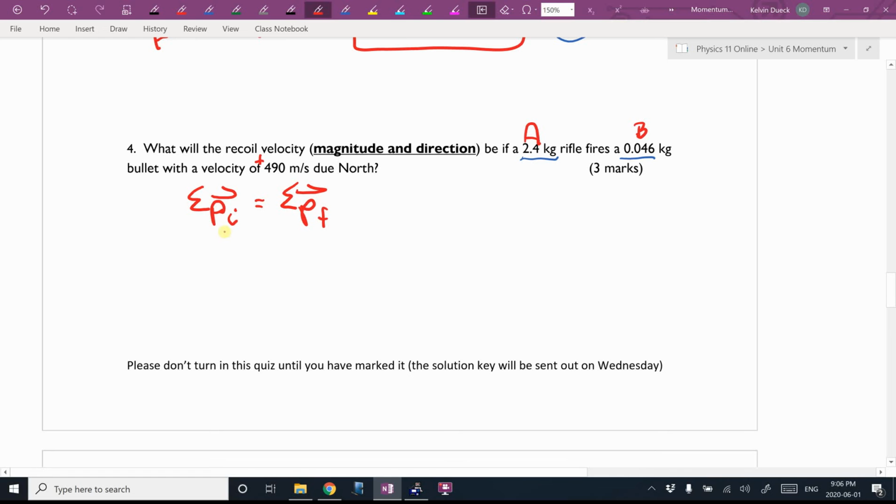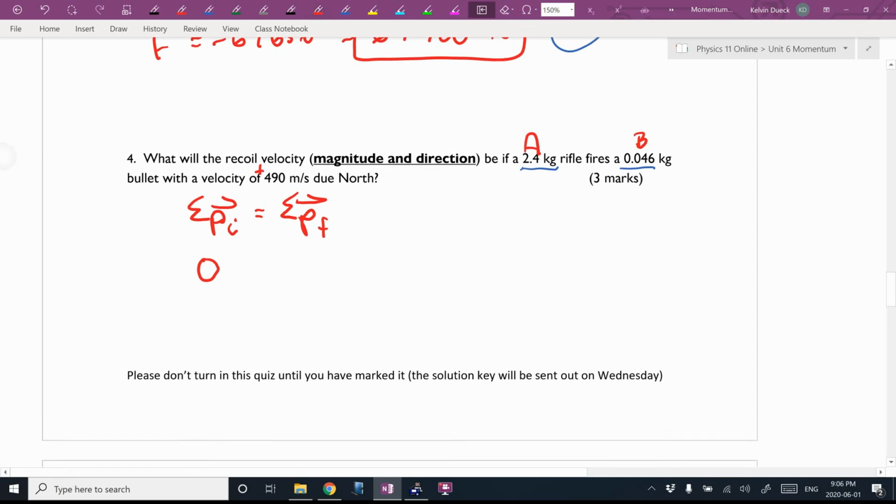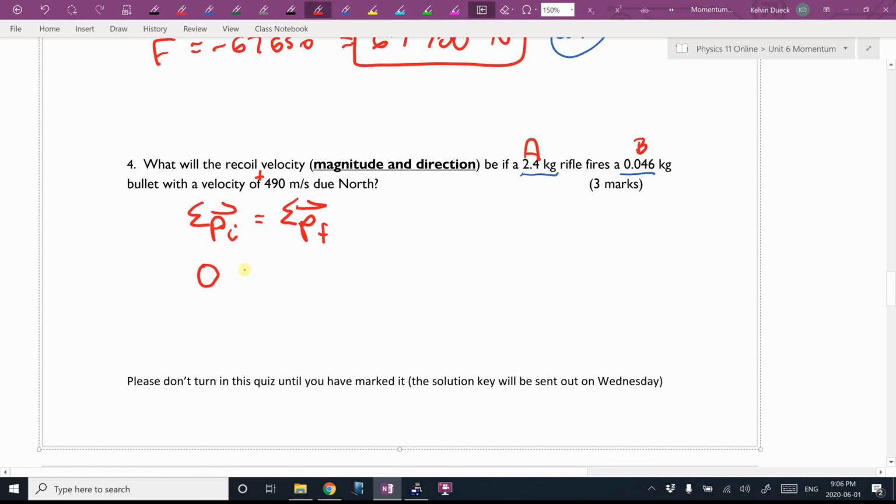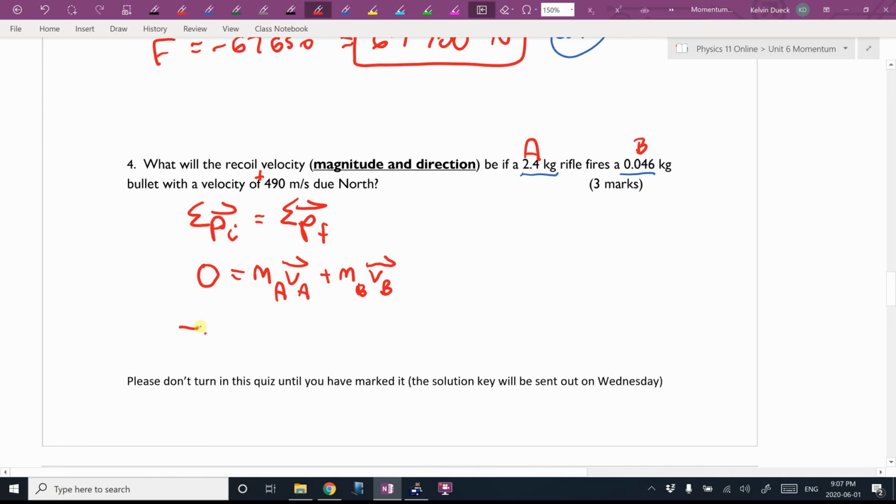So before the explosion, nothing is moving. So there's no momentum. After the explosion, we're still going to have zero momentum, but that's going to be made up of the momentum of object A and the momentum of object B. They want me to find the recoil velocity of the rifle. They want me to find the velocity A, so it's going to be negative mass B, velocity B, divided by mass A. That equals the velocity of A.